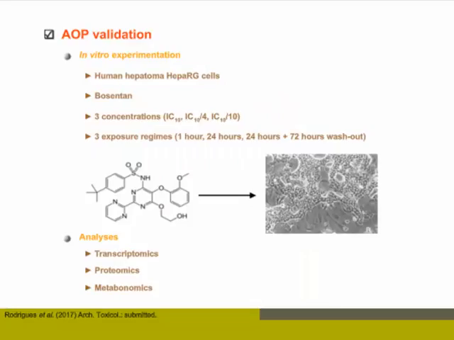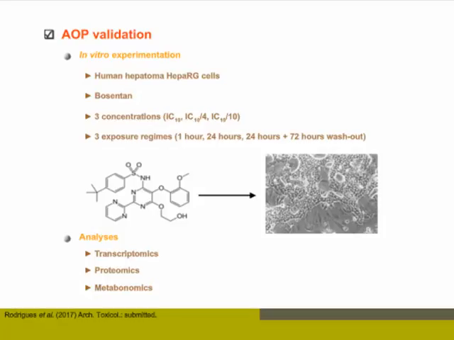So what we did then, after AOP development and assessment according to this OECD approach, is we wanted to check whether it actually makes sense. This is what we have called AOP validation, which consists of two major steps. The first step was to check that we can actually reproduce what we have proposed in the AOP. At the same time, the second step was to investigate whether we can come up with new key events, new biomarkers, that can be included in the AOP during further AOP optimization.